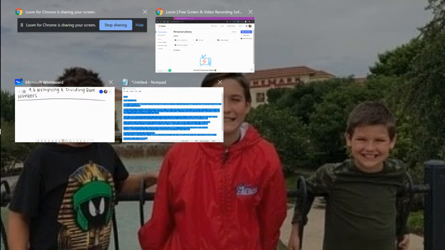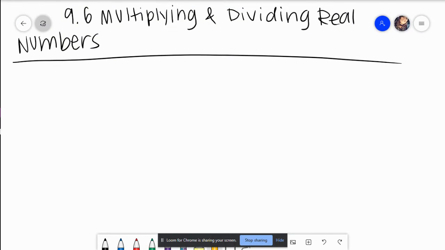Hey y'all. Okay, so we are going to do multiplying and dividing real numbers. These are problems from 9.6. Okay, so just like whenever we were adding and subtracting real numbers, there weren't rules per se that we followed. We basically had these two things that I believe are helpful to understand and to use. We have the same type of things with multiplying and dividing real numbers.